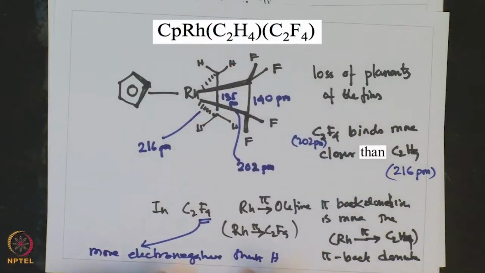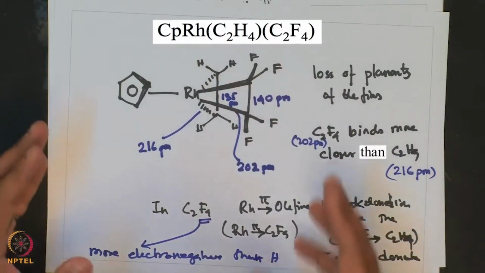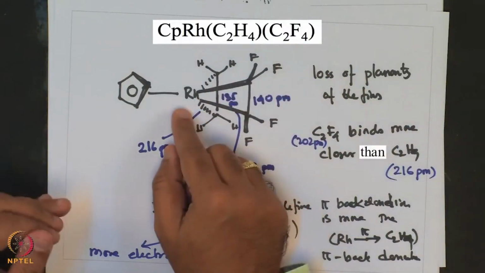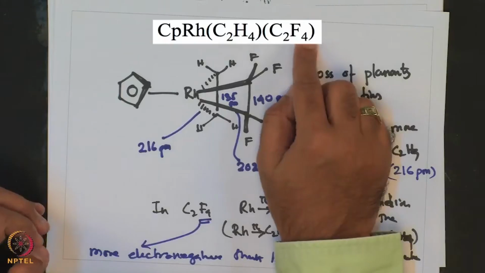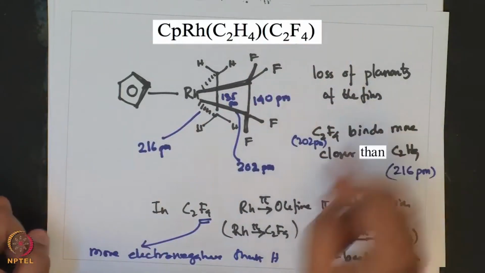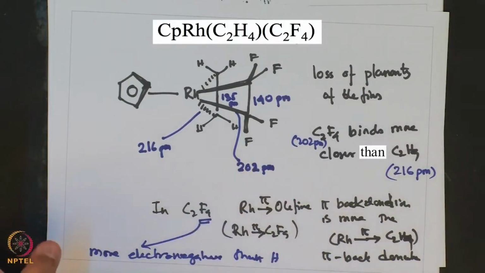So, this is not only reflected in the proximity, but also in the CC double bond, and a very nice example where competing olefins, one more electronegative than the other, compete for electron density, and the more electron deficient olefin takes on more back donation from the metal. As a result, it is bound more tightly than the corresponding hydrogen counterpart.